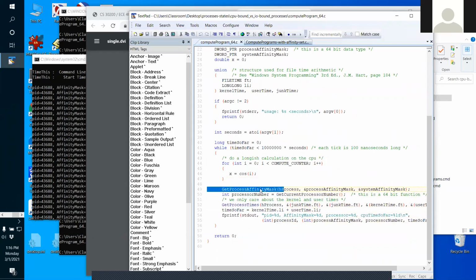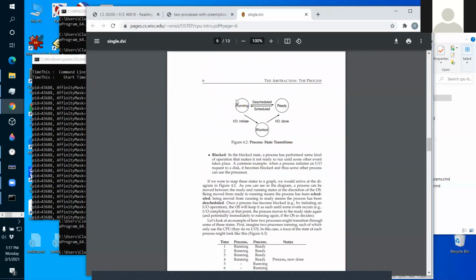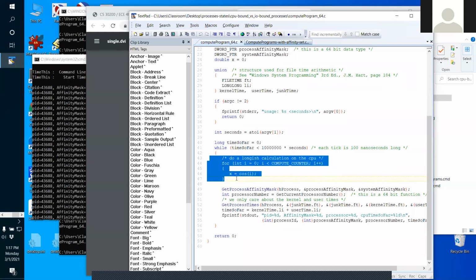It asks, what's the affinity mask? What processor number am I on? And it prints out the result. Then it goes back and does another million cosines. A million cosines, I don't think you can do in one time slice. So I think that's several trips between running and ready to do 1 million cosine operations. So this keeps you bound to the CPU, computing the cosine of these integers from 0 up to here.